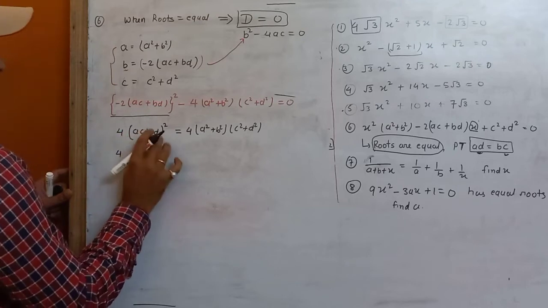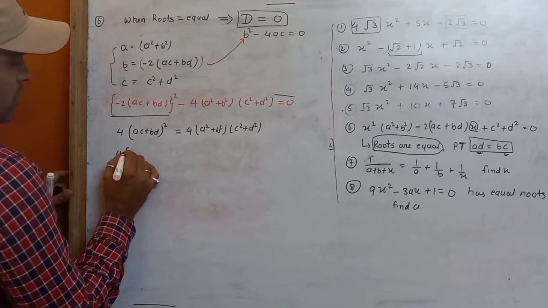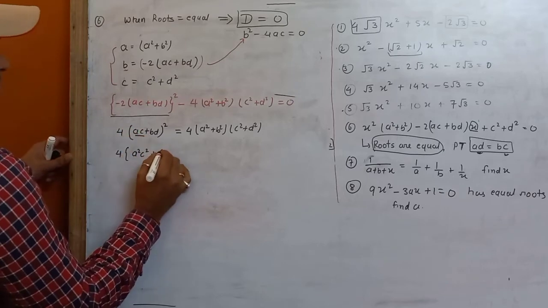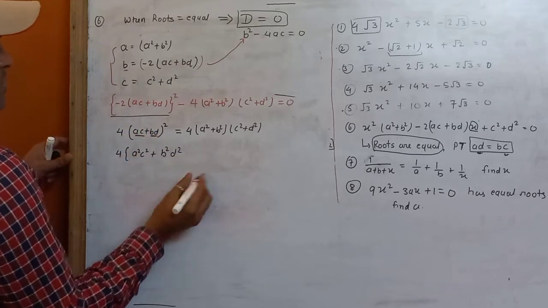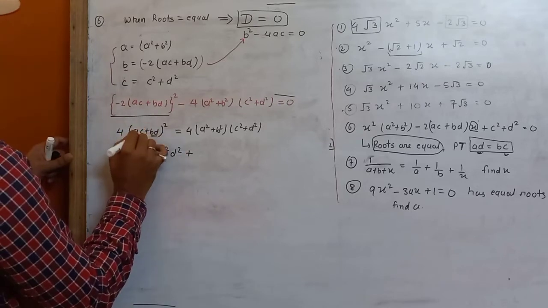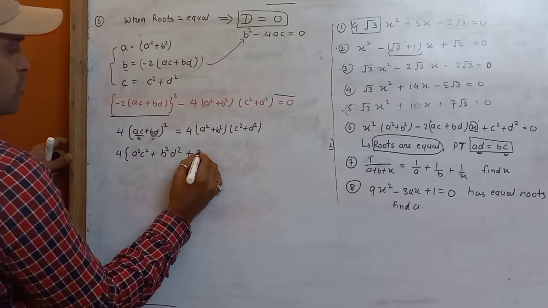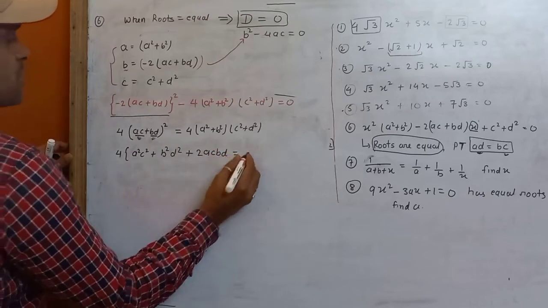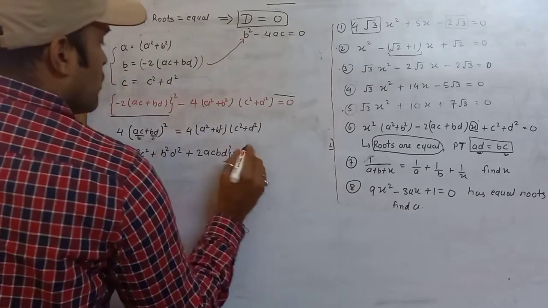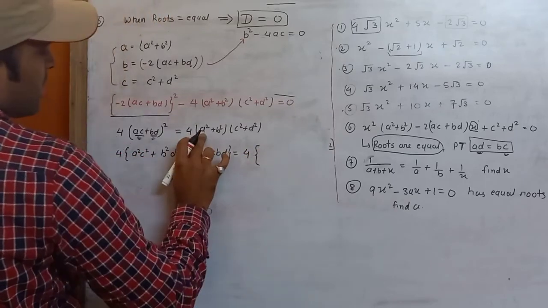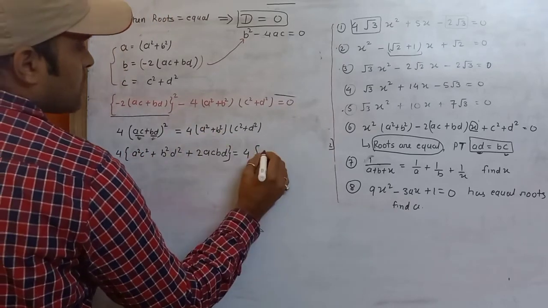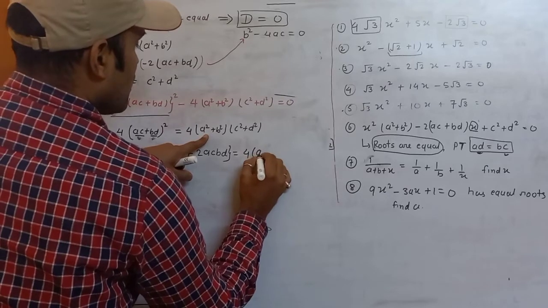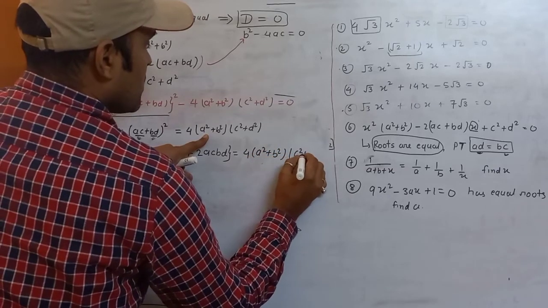Expand using the formula for A plus B whole square. So here we get A square C square, B square D square, plus 2 times AC and BD, which is equal to 4 into, now A square plus B square, multiply both terms, or leave it as it is, A square plus B square into C square plus D square.